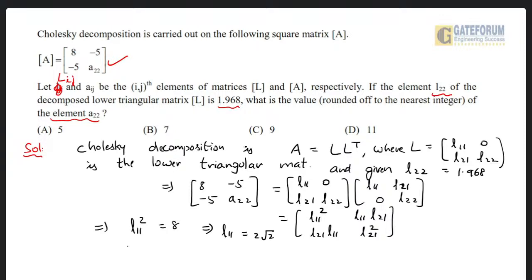Next, second element L11 into L21 is equal to minus 5. Substitute L11 value here. L21 becomes minus 5 by 2 root 2. Okay, now fourth element L11 L21 square. So second row into second column.